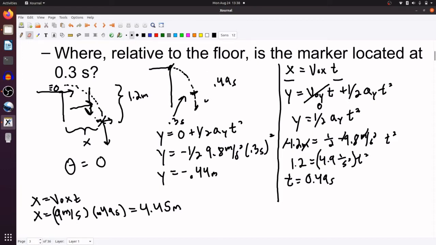Meaning, it gets displaced. I'm going to erase this part right here. It gets displaced 0.44 meters from the start. So we want to figure out how high off the ground, because it says where relative to the floor. And so I know it starts from 1.2 meters. And I know it's going to drop 0.44 meters. And so that's going to give me 0.76 meters above the ground.